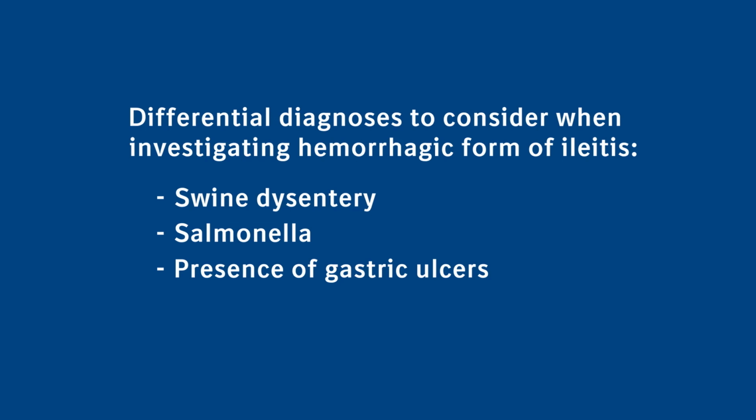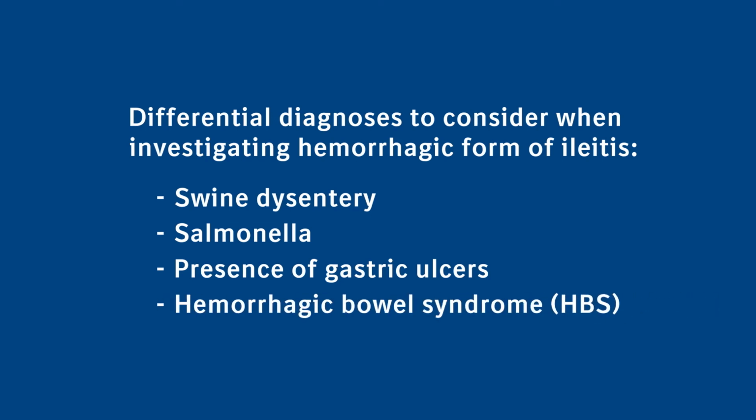Another one that we have seen sporadically is hemorrhagic bowel syndrome, called HBS. In those cases, the animals don't usually have diarrhea or hemorrhagic diarrhea. They die before they exhibit that form of the disease. So those are the important differentials.